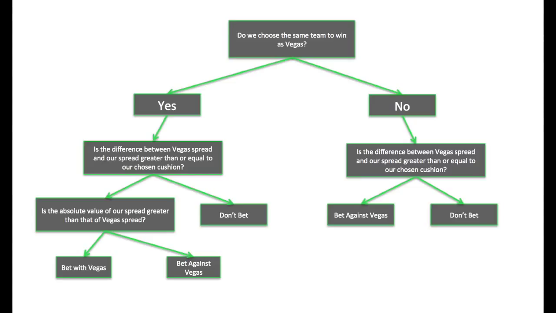Now, if our spread does not choose the same team to win as Vegas, the only thing that matters here is the cushion, because we already know we want to bet against Vegas. If the cushion is adequate, we will bet against Vegas, and if not, we will not bet.